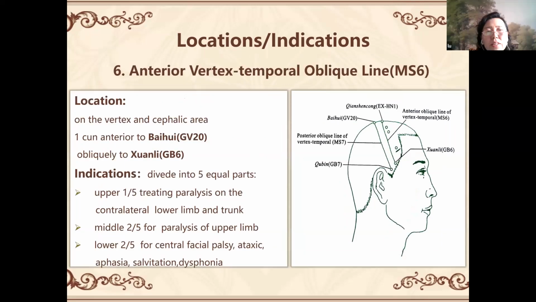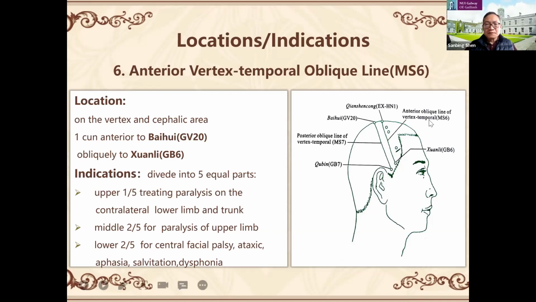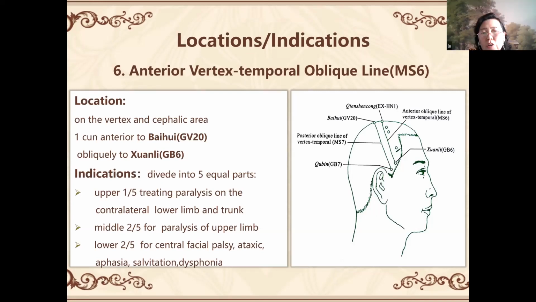And the sixth one is anterior vertex temporal oblique line. It's on the vertex and cephalic area. It's 1 cun anterior to Bai Hui and obliquely to Xuan Li. So this line is from the idea of Dr. Jiao Shunfa. He named it motor zone or motor area. So in this way, we can understand that it's used for the motor problems. And this line is divided into 5 equal parts.